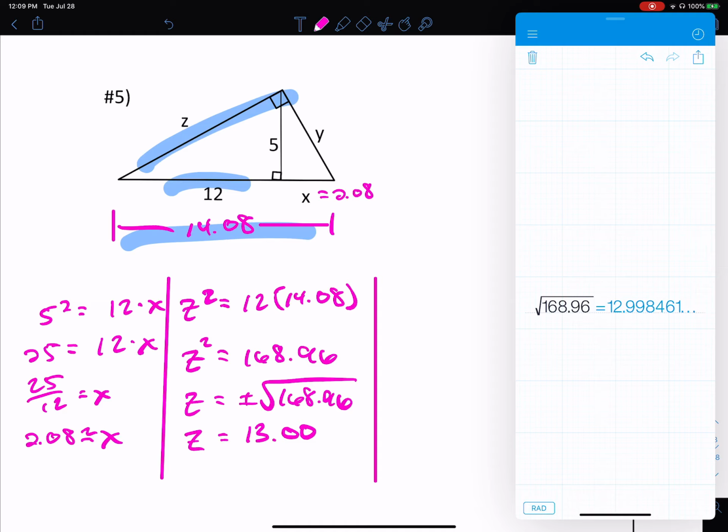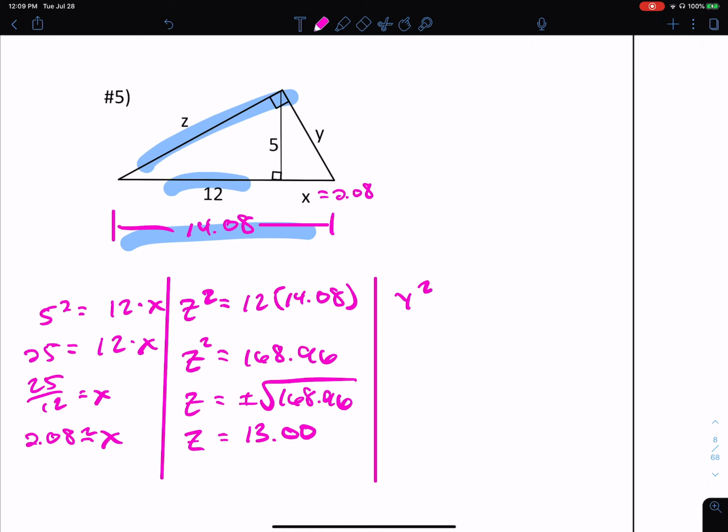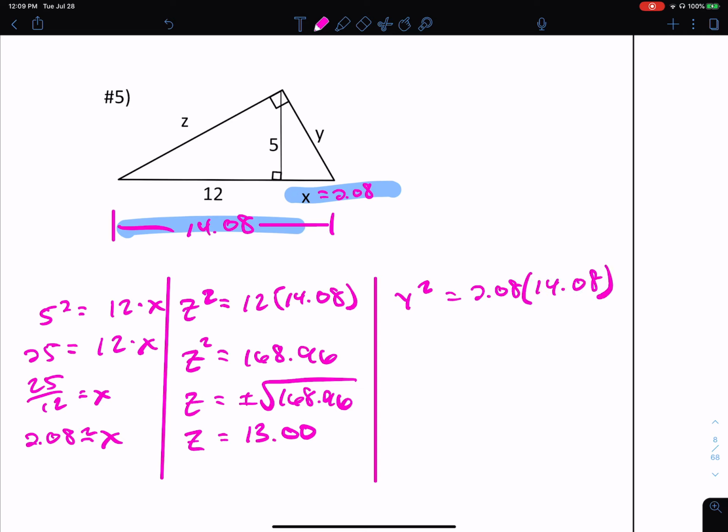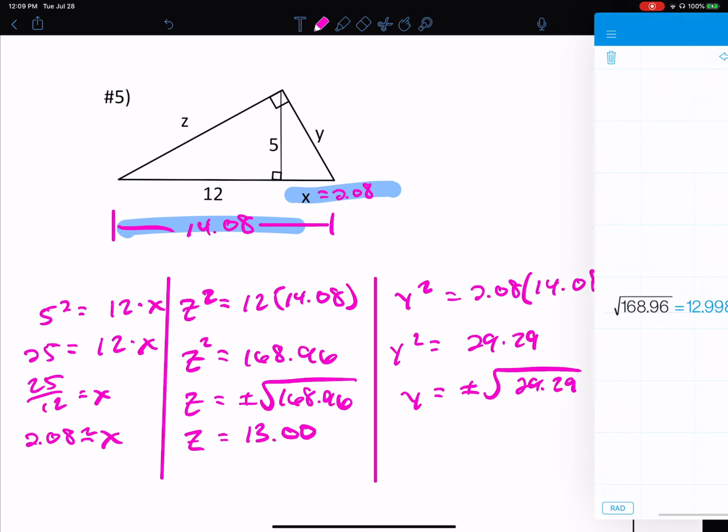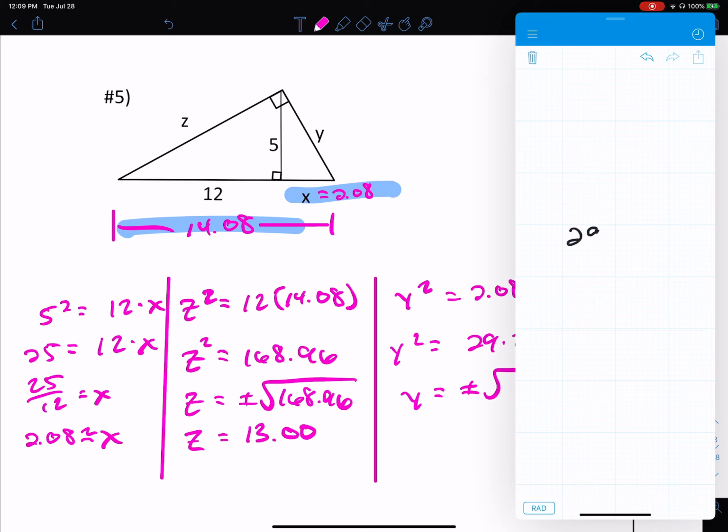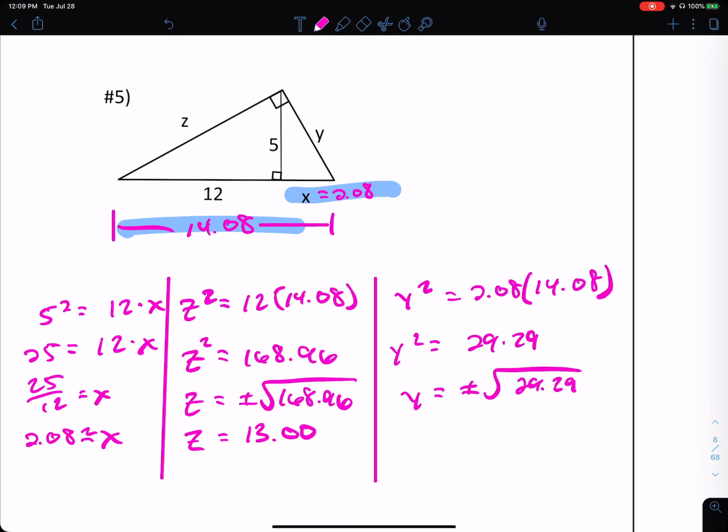All right, to find y squared equals the product of 2.08 and 14.08. $29.29. That is about 5.41.